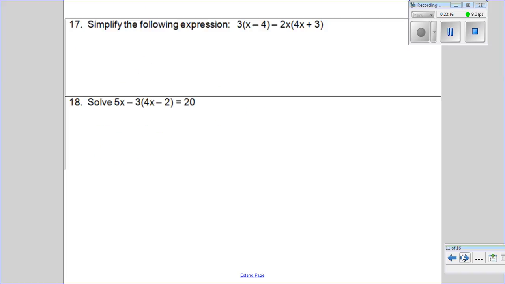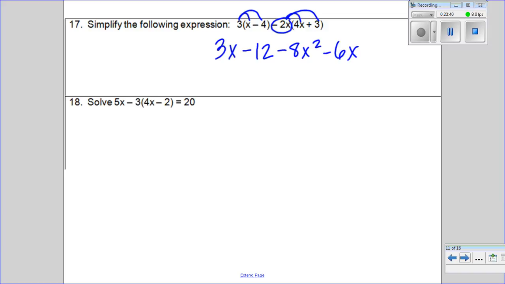Number 17, another simplify the following expression. So before I can simplify and combine like terms, I've got to distribute that 3 into the parentheses. So I get 3x minus 12, and then I have to distribute this negative 2x into these parentheses. So this becomes minus 8x squared minus 6x.